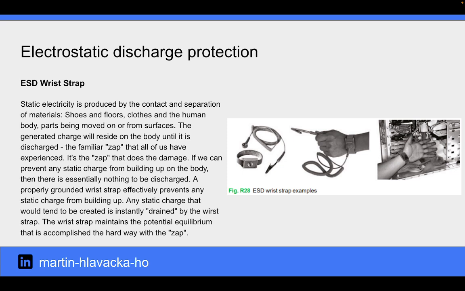A properly grounded wrist strap effectively prevents any static charge from building up. Any static charge that would tend to be created is instantly drained by the wrist strap. The wrist strap maintains the potential equilibrium that is accomplished the hard way with the zap.